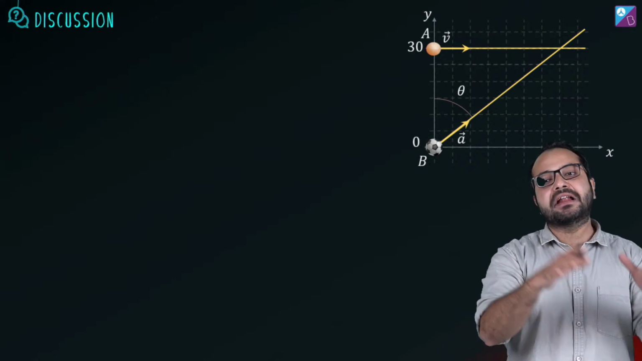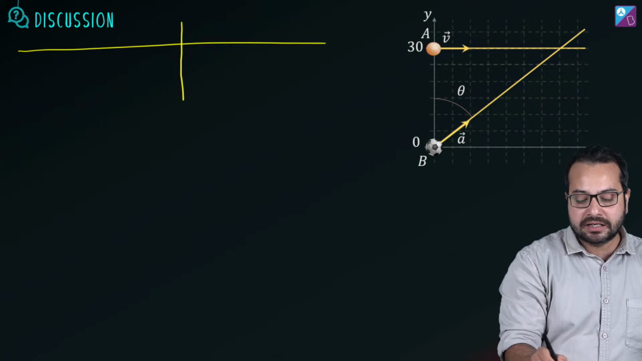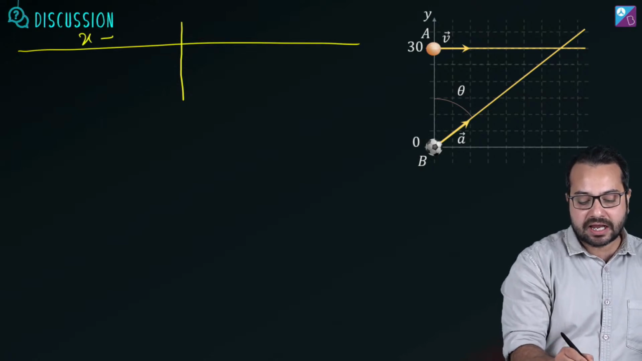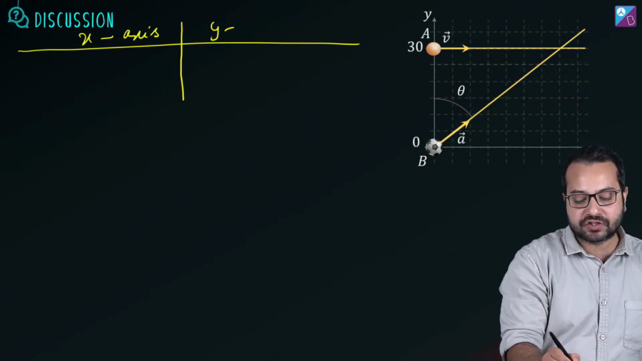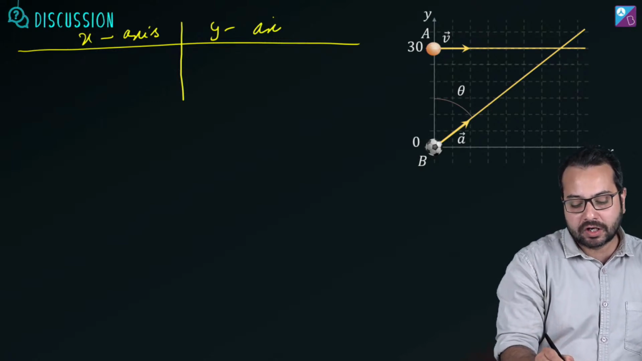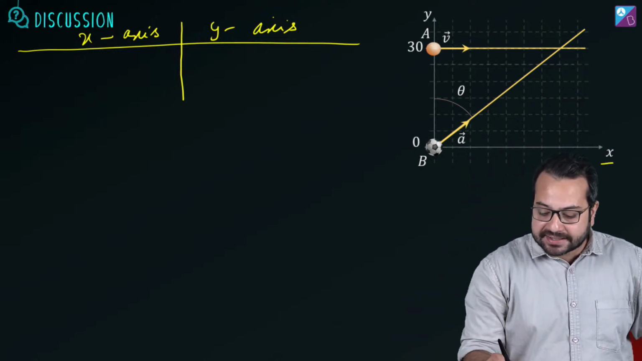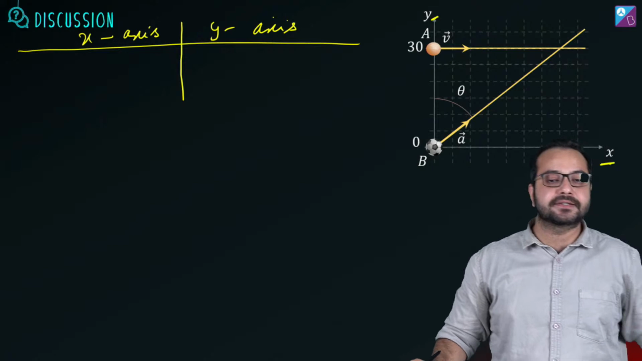Okay. The idea is very simple. Divide and conquer. So we need to divide everything in the x direction and in the y direction. Okay. So I'm going to break all the parameters along the x-axis and y-axis. Now this is the x-axis. This is the y-axis.